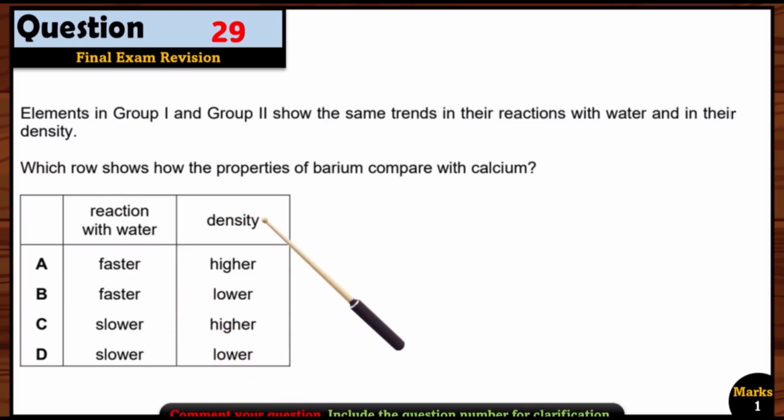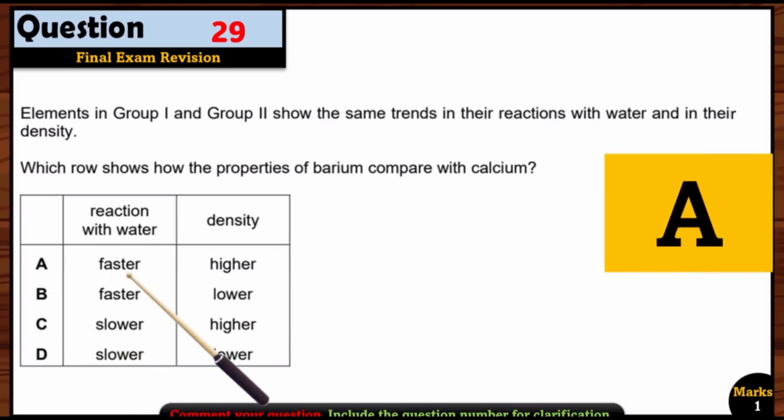Now let's see for the density. Density, of course, increases down the group for all the metals and non-metals. So again, higher and faster. This is the right option, that is A. So A is the right option over here.